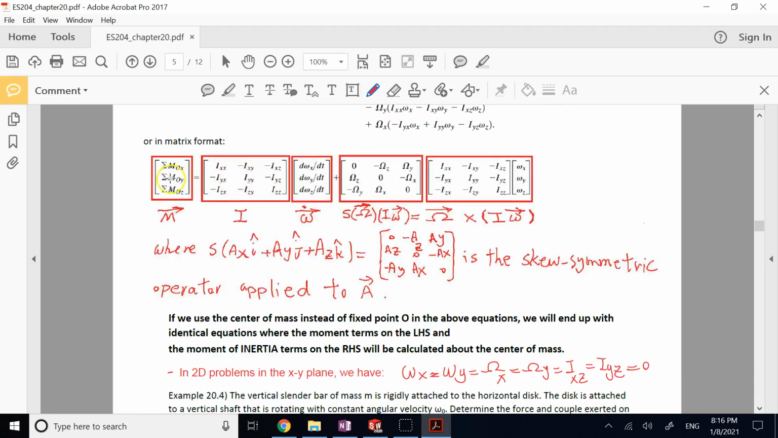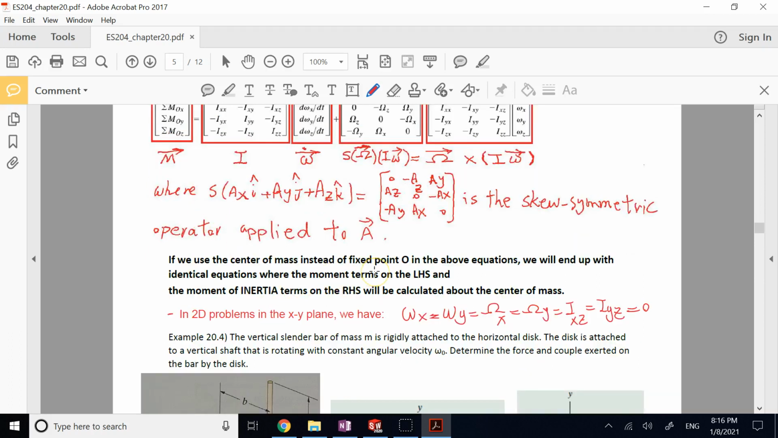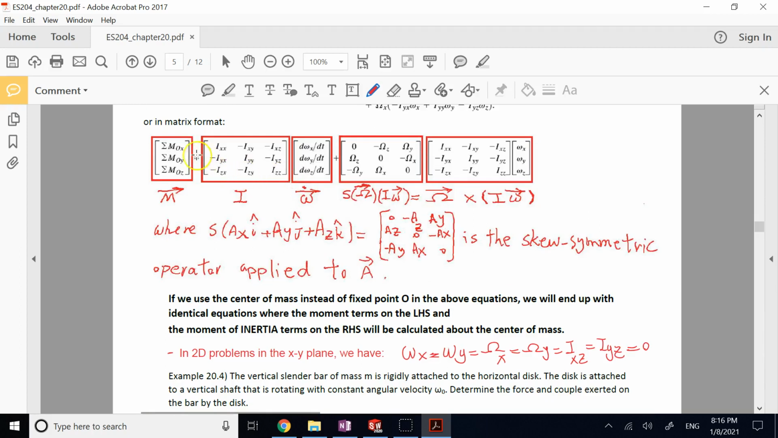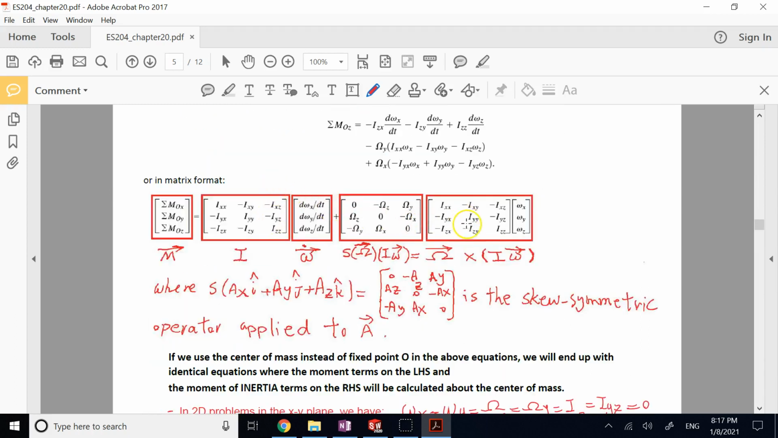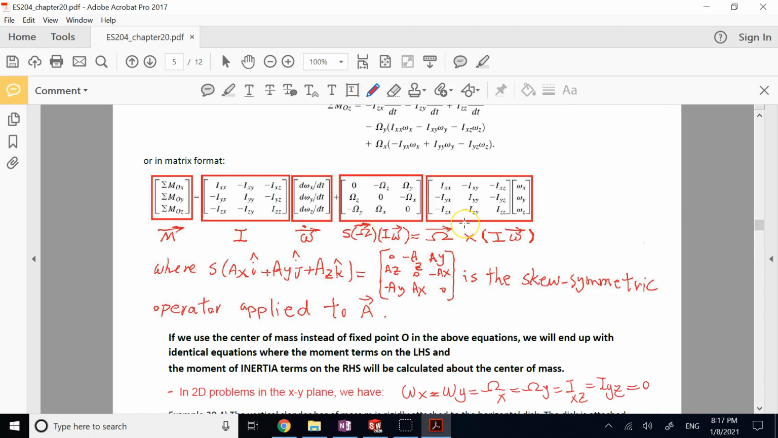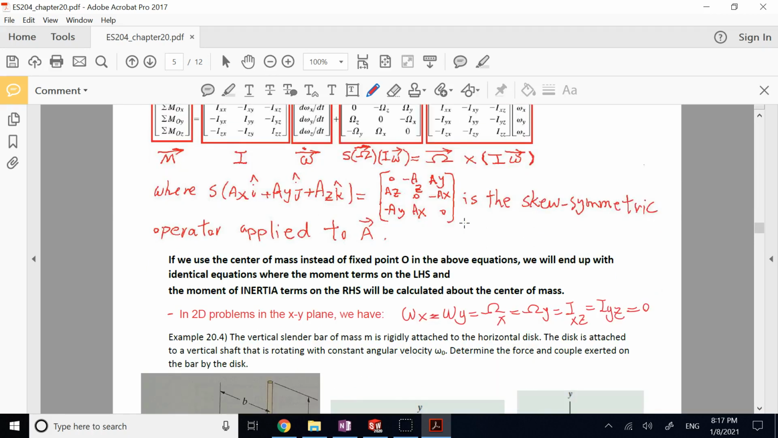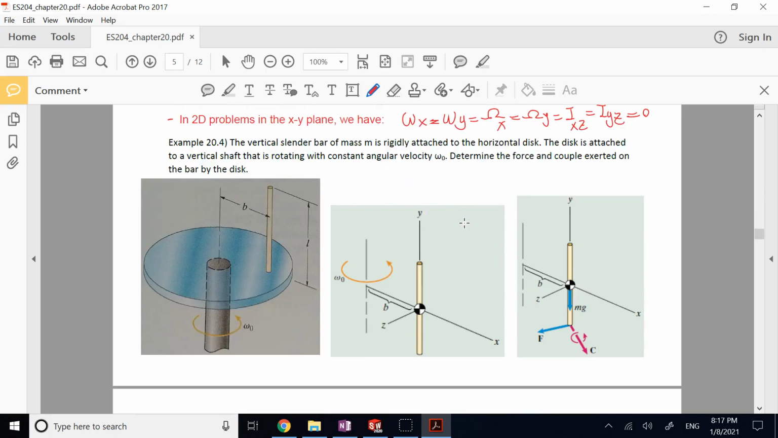Now, not only can you write all of these equations about the fixed point O, you can also write them about the center of mass. So all of these moments can be calculated about the center of mass of the rigid body, and then all of these I terms, instead of being calculated about point O, should all be calculated about the centroid as well. Okay, so no problem.